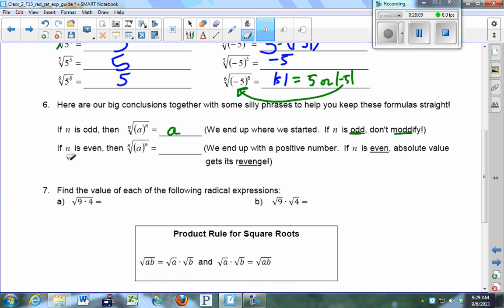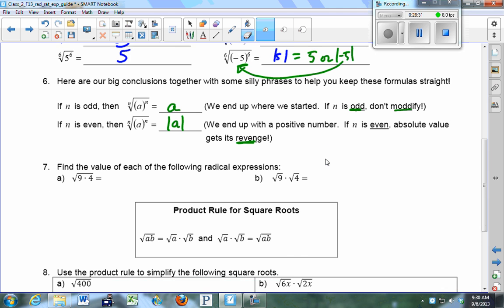Good, Tiffany. If n is even, then what would the answer to this one be? Absolute value of a. We end up with a positive number. If n is even, absolute value gets its revenge. And in the word revenge, you see even. Okay, we do whatever we can to help you out, right?